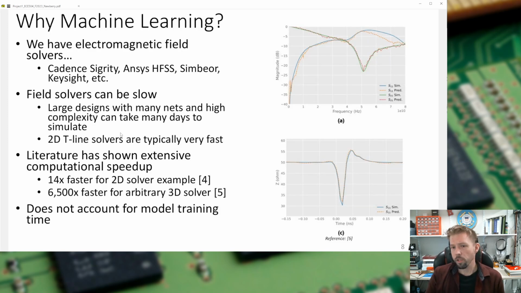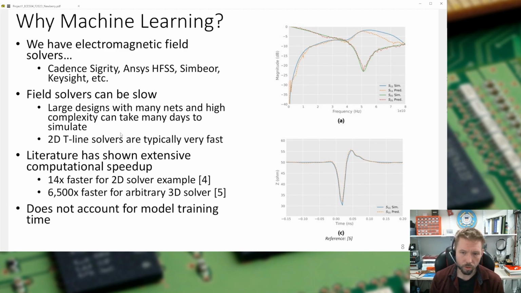So what's the motivation of using machine learning? Field solvers exist: Cadence, Ansys, Symbior, Keysight. There are many commercial offerings for field solvers, but they can be slow, like I was mentioning, especially if you have a very large design, hundreds of nets, very high complexity, maybe very small feature sizes down to the micron level. It can take days to simulate.